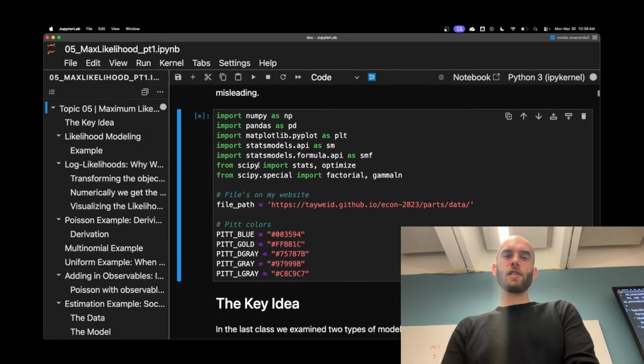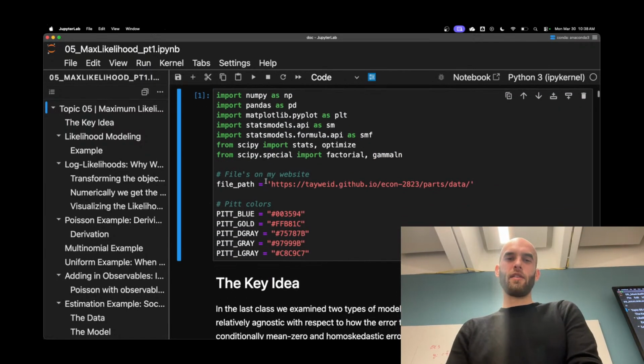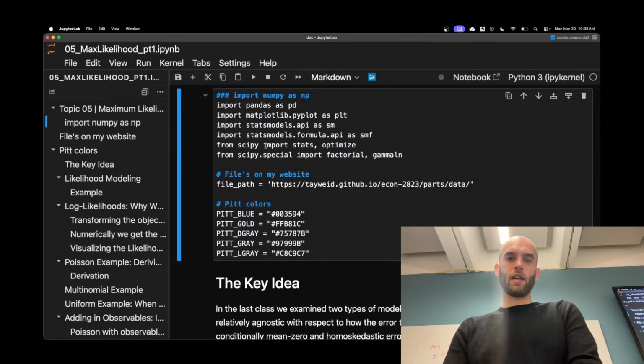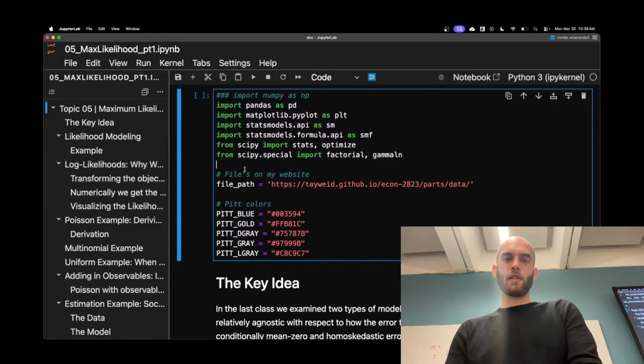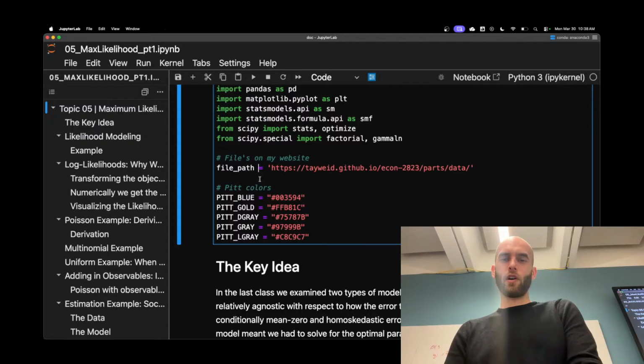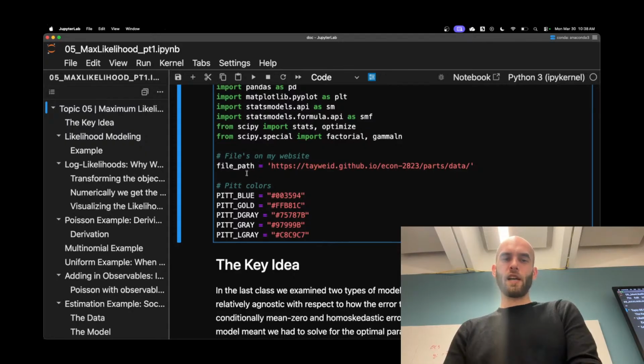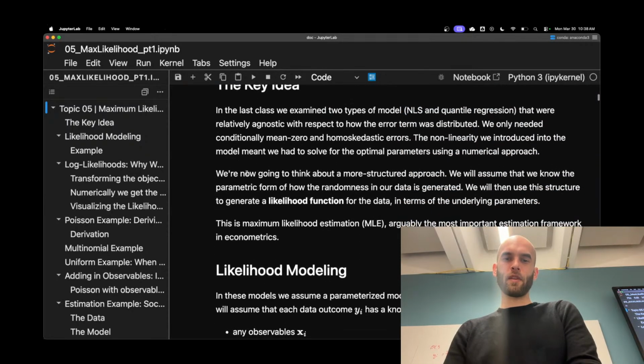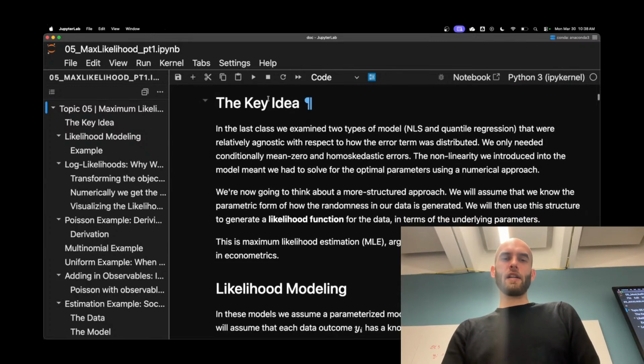Okay, so here's a bit of the imports. These are just the standard imports, and then these are the colors that we'll use, and here's the data for the example later. So this is the big idea.